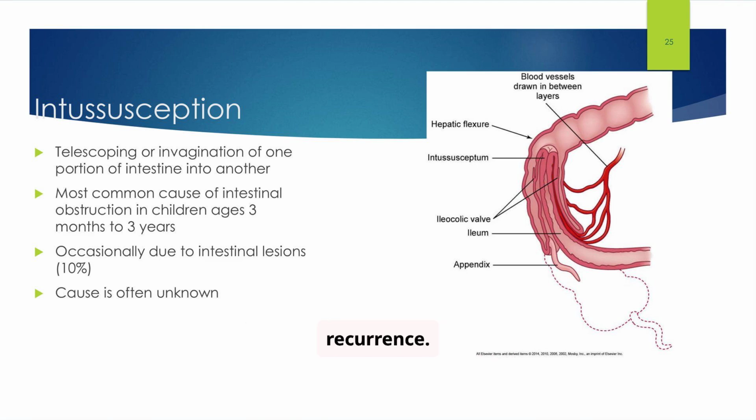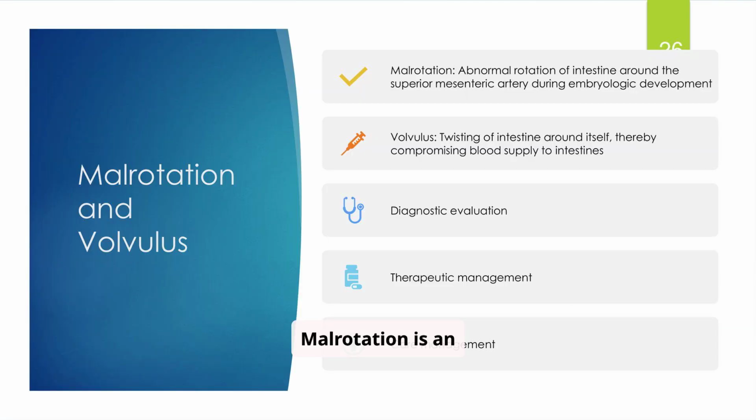Monitor closely for recurrence. Malrotation is an abnormal rotation of the intestine during embryonic development, leaving it susceptible to twisting. Volvulus is the twisting of the intestine around itself, which can severely compromise blood supply, leading to ischemia and necrosis. Diagnostic evaluation is critical for timely intervention. Therapeutic management involves surgical correction, and care management focuses on recognizing signs of obstruction and ischemia.